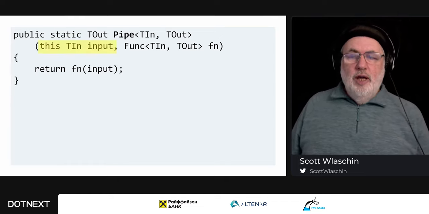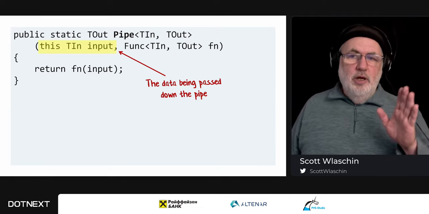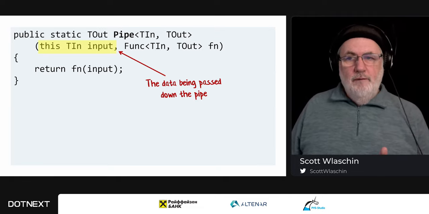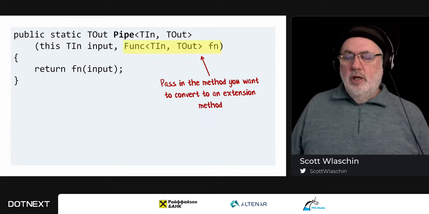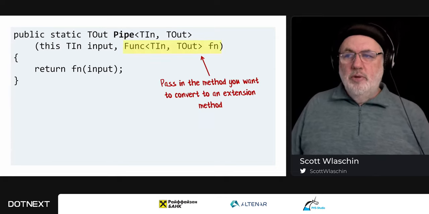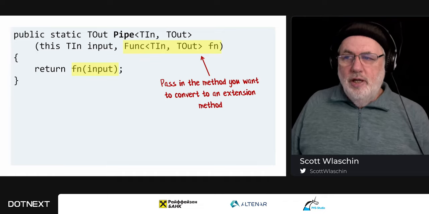Let me just go through it. First of all, I have an input, which is the extension part. And that is the data that is being passed down the pipeline, right? And then the second parameter is the function or the method that I want to convert into an extension. And then I basically just call that function or call that method with the input. So the implementation is really easy.